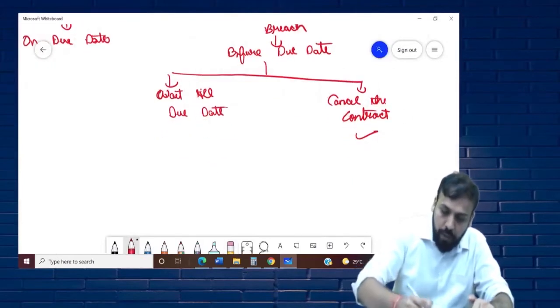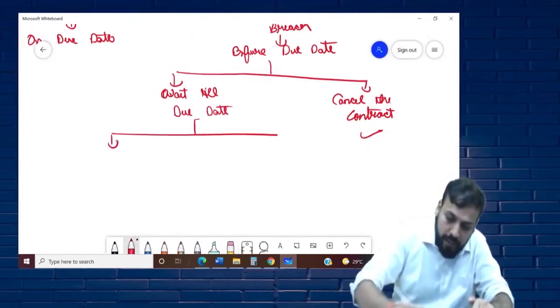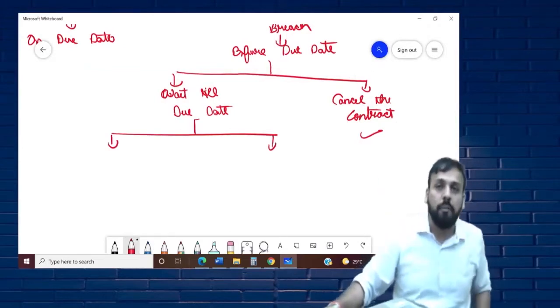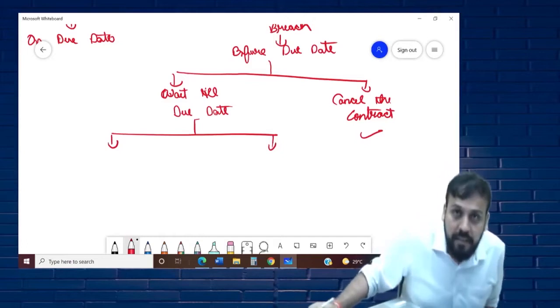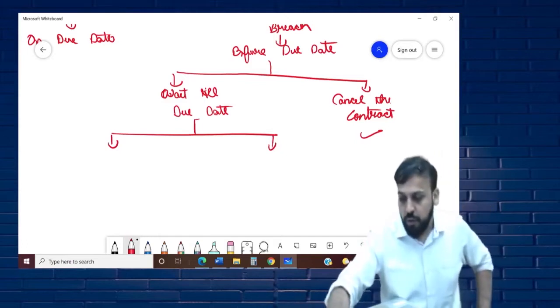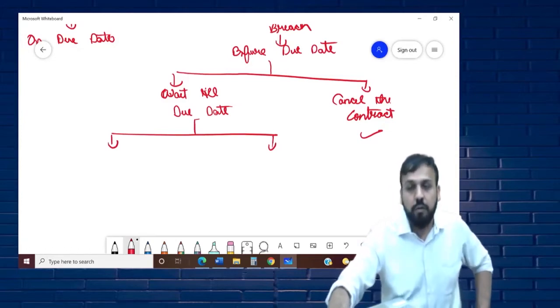Example. Now you are waiting till the due date. There are two things. Example. Shah Rukh Khan promised that he will perform on Christmas 3 dances and will charge 10 crore in the event. Okay, so now what is happening in this case? Shah Rukh Khan promised that he will dance on 25th December.